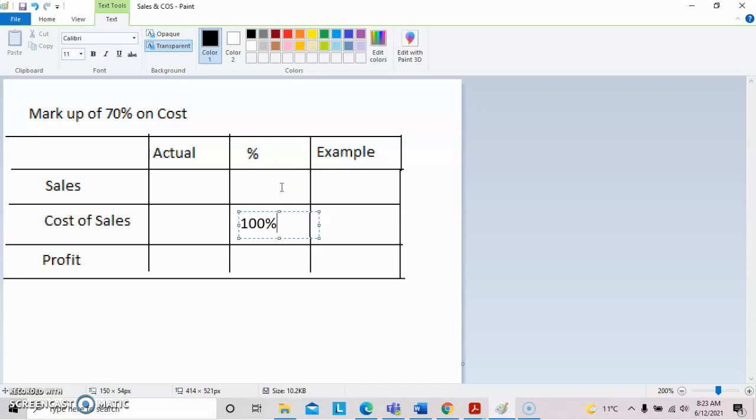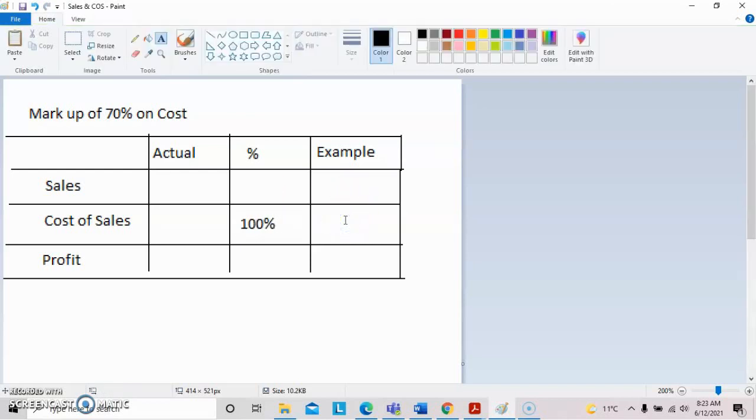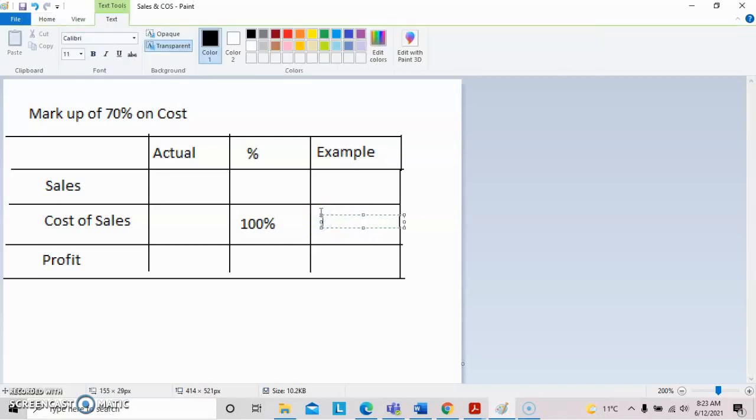I don't know if I'm explaining too fast, but if I'm explaining too fast, you're also more than welcome to text me and ask me questions. Okay. So with that said, think of it as like I bought, maybe let's say I bought a pencil. I bought the pencil for R1. So the R1 represents what? It represents the 100% of cost of sales.